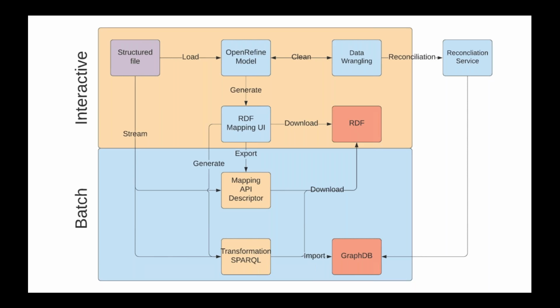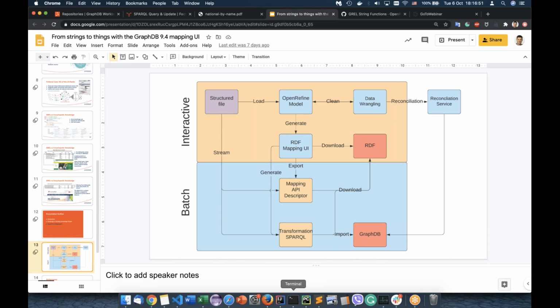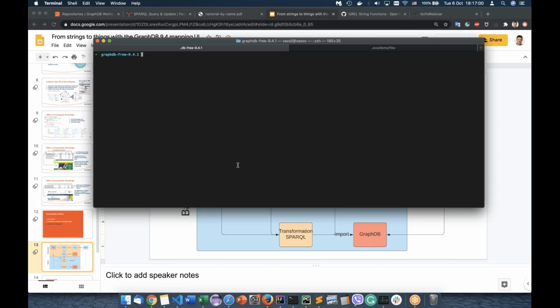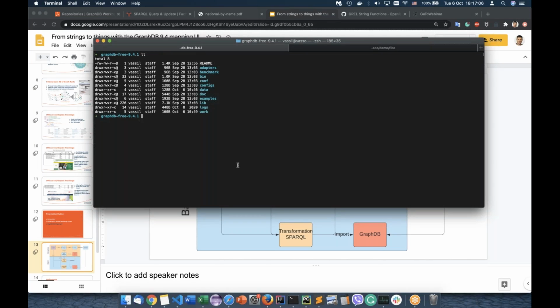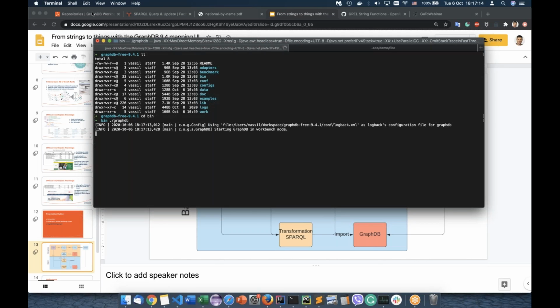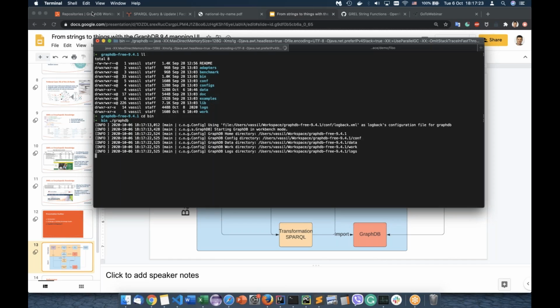Okay, so now I'm closing the slides and I'm going to switch off my Slack and any distractions. This is really the GraphDB Free 9.4, the latest edition. As you all know, this is the standard layout of the directory. So I'm going to come here and just start GraphDB. GraphDB will start up on localhost port 7200, and we are going to start working on the RDFization of this CSV file provided by the National Reserve.